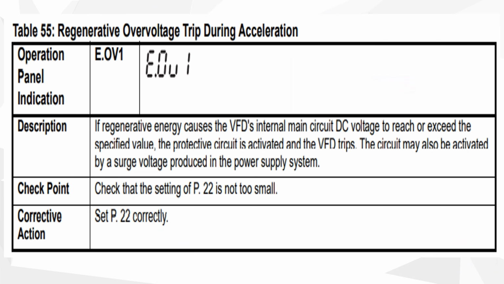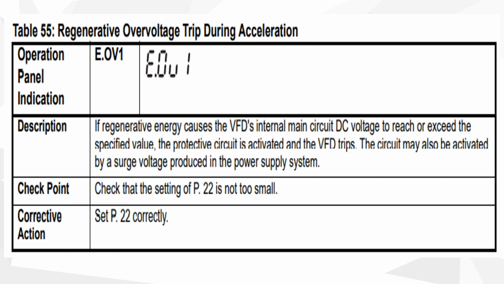तो इसमें कोई सॉल्यूशन नहीं है। So there is one alarm code E.OV1, regenerative overvoltage trip during acceleration. Actually, it is coming when we are starting the motor. Like at the initial stage when the motor is started and voltage is supplied in the main circuit, power card and control card. So their main internal DC voltage will reach above the specified value. Okay, so what will happen in that case, VFD will trip.